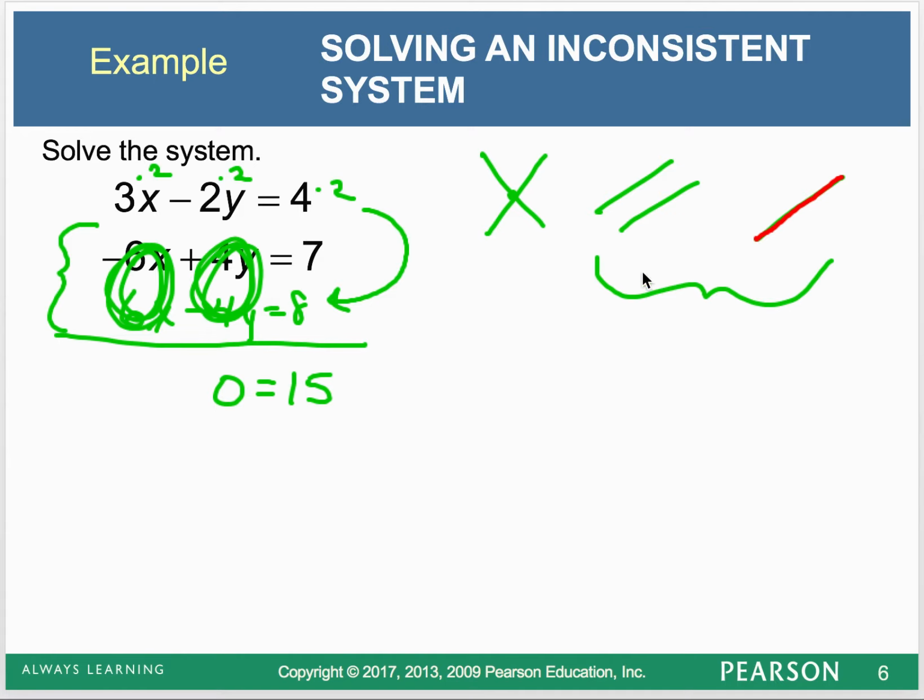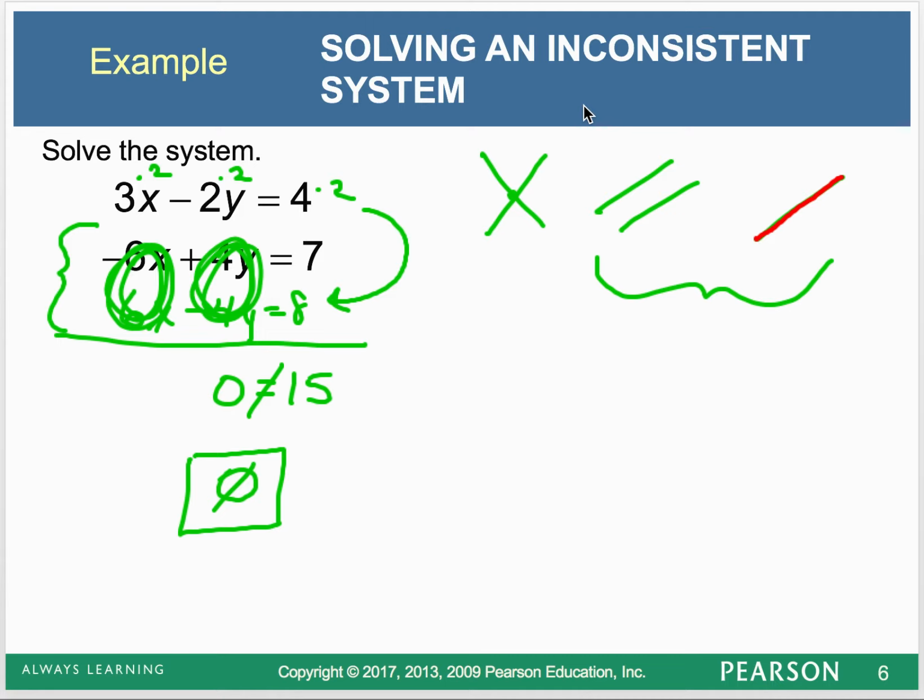And how do you tell which one? Does this make sense? Is this true? Does 0 equal 15? No. That means there's no solution, right? No solution for this system. They're parallel lines, and we call that system inconsistent, right? There's not an answer to it.